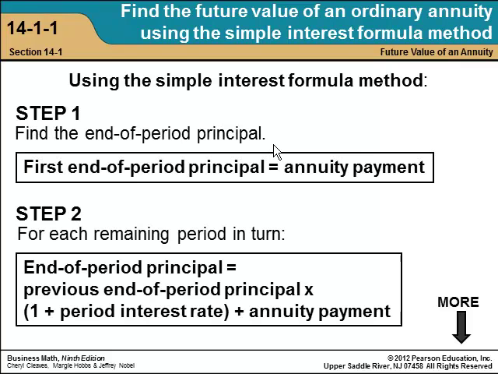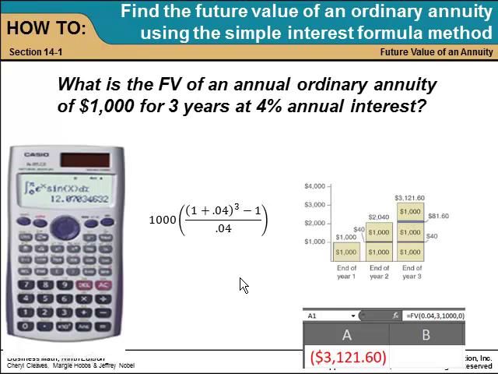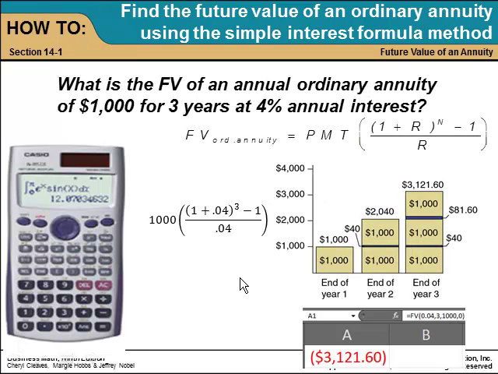And we're not going to use the simple interest formula, but we're going to use this formula here. The future value of an annuity is the payment times 1 plus the rate to the N per, minus 1, over R. Okay, so here we go. What is the future value of an ordinary annuity of $1,000 for 3 years at 4%? Now, it makes sense it's going to be at least $3,000 because you're going to make 3 $1,000 payments.